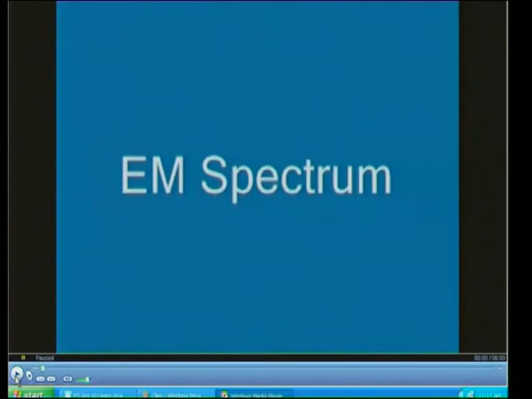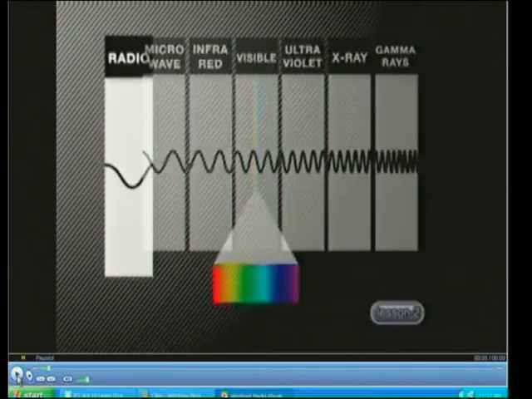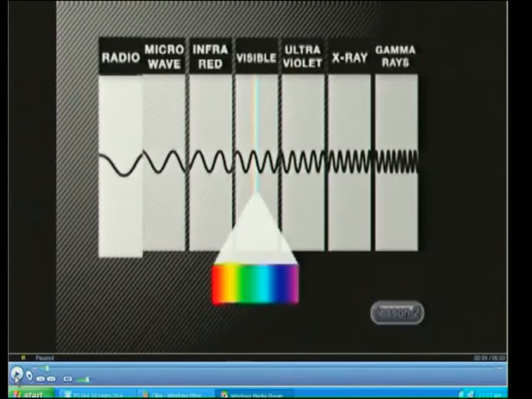So what we're going to do is look at the electromagnetic spectrum in bits and pieces, and you're going to need to just stay with me, okay? The electromagnetic spectrum is made up of 7 distinct parts. We have radio waves, microwaves, infrared waves, visible light, ultraviolet, X-ray, and gamma rays. Let's start at the beginning, and look at radio waves, okay?